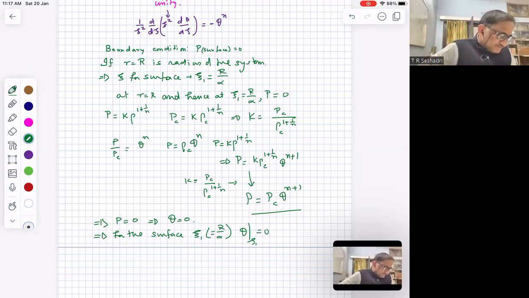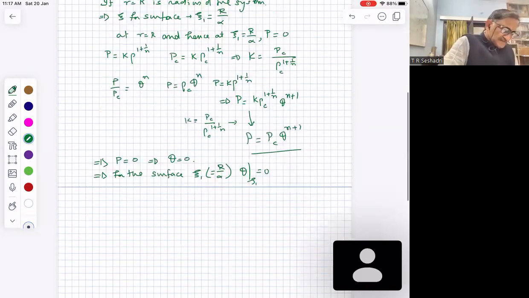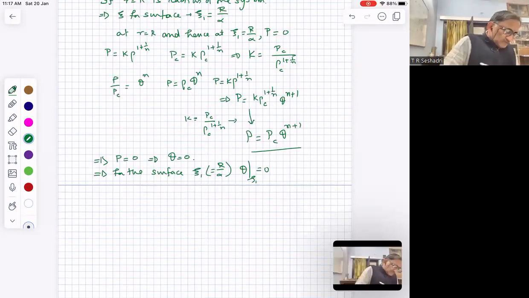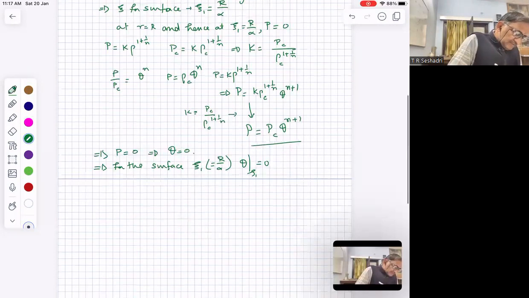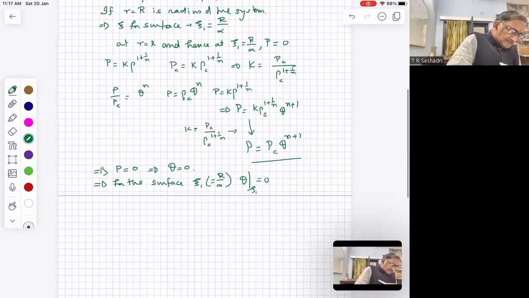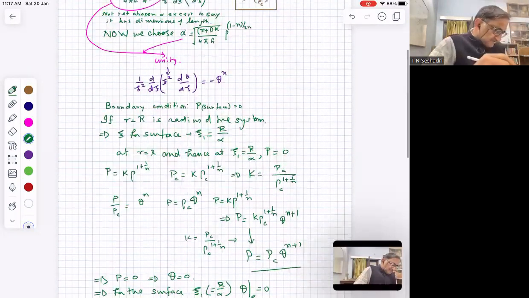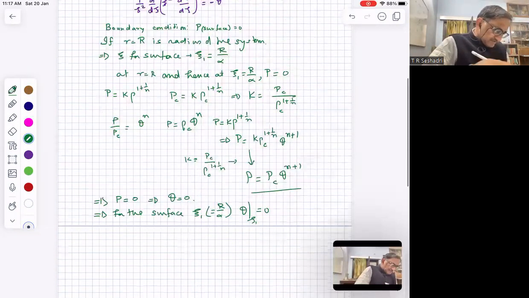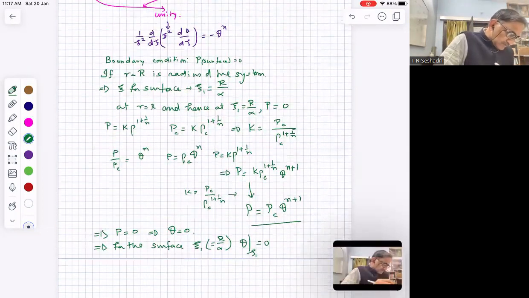Are you with me? Yes. Okay. So this is the boundary condition. What is the other boundary condition? Okay. So I will just arrange it here itself so that it is at one module.